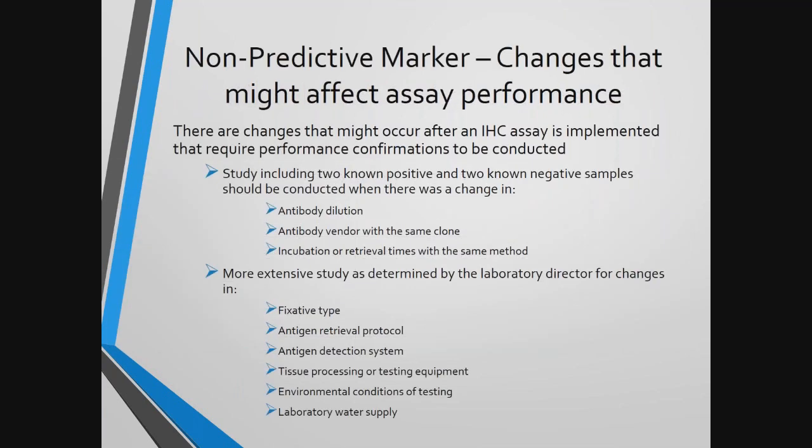Other changes that require performance confirmation be conducted include antibody dilution, antibody vendor with the same clone, or the incubation or retrieval times with the same method. This is a simplified study that only needs to include 2 known positive and 2 known negative cases. A more involved study needs to be performed for more comprehensive changes in non-predictive assays. These are more extensive changes that could include change in antibody clone, introduction or change in antigen retrieval, detection system, instrumentation, fixative or processor change, and then relocation of equipment resulting in environmental changes or a change in water supply. These sorts of changes usually result in repeat of the assay validation study to ensure that the assays are functioning as they should be with these more significant changes.